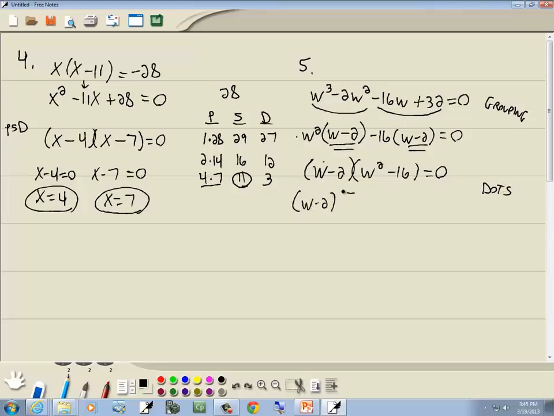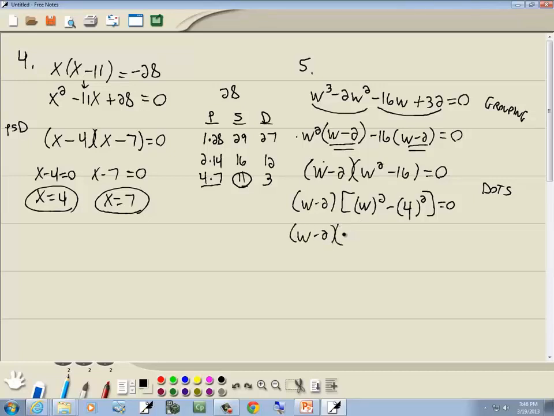And we try to write it as something squared minus something else squared. You take a look at each piece. You ask yourself what times itself gives you each piece. So what times itself gives you w squared? Well, w times w. And what times itself gives you 16? Well, 4 times 4.